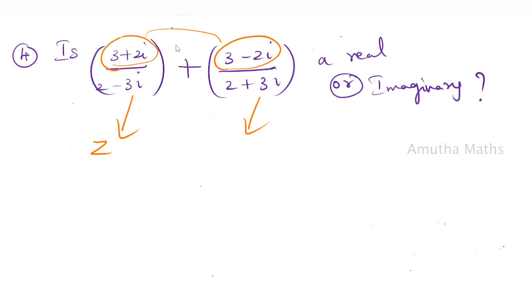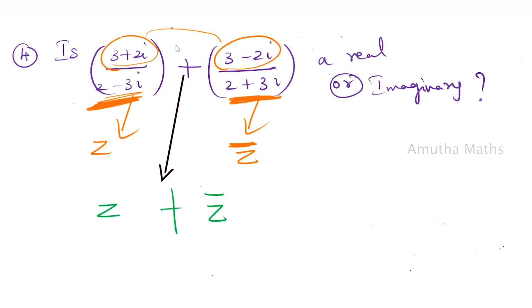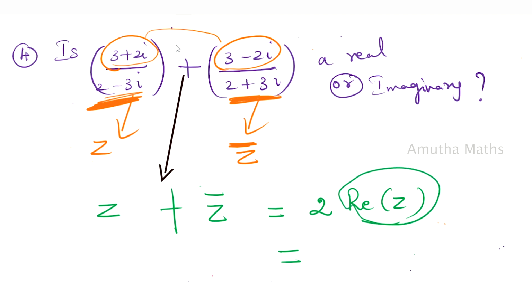Okay. So here 2 plus 3i. So here 2 minus 3i. Here 2 plus 3i. Is it not? So if this is z, then this is z bar. Okay. So actually we are having z plus z bar. We know that z plus z bar is equal to 2 into real part of z. Is it not? We have studied one property. So z plus z bar is equal to 2 into real part of z, and the real part of z is a real number, isn't it? So this is real. So this is a real number.